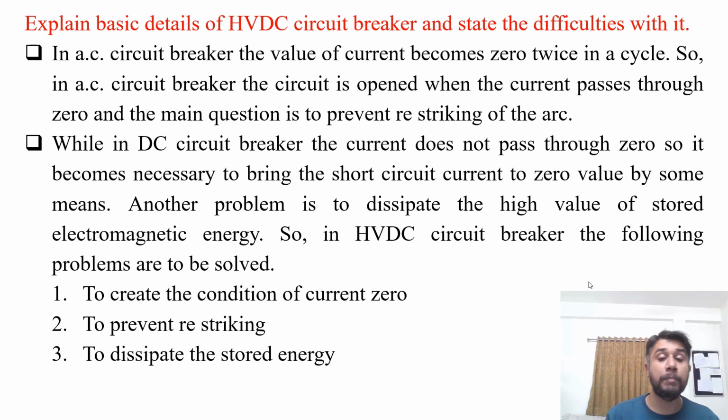Now, in the DC circuit breaker, the current does not pass through natural zero, so it becomes necessary to bring the short circuit current to zero value by some other means. Another problem is to dissipate the high value of the stored electromagnetic energy during that period. So in HVDC circuit breaker, the main difficulties are to create the condition of current zero, to prevent the restriking, and to dissipate the stored energy. So this is the basic details of HVDC circuit breaker and difficulties associated with it.